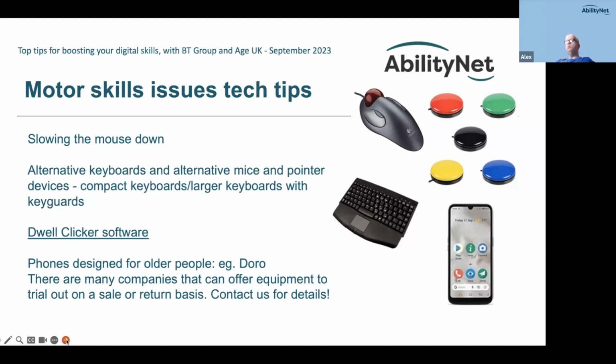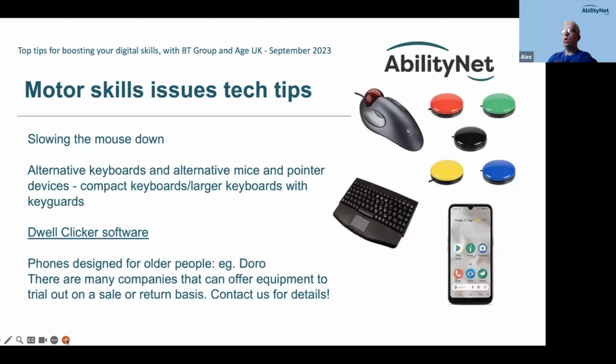Okay. So what do you do if you've got motor skills issues? Motor skills encompass quite a lot of different areas. Slowing the mouse down can often be really useful. I actually saw a stroke survivor last week who was using a mouse but found it too quick. So what we did, we slowed the mouse right down, so it took a bit more movement for him to get the mouse to go anywhere.